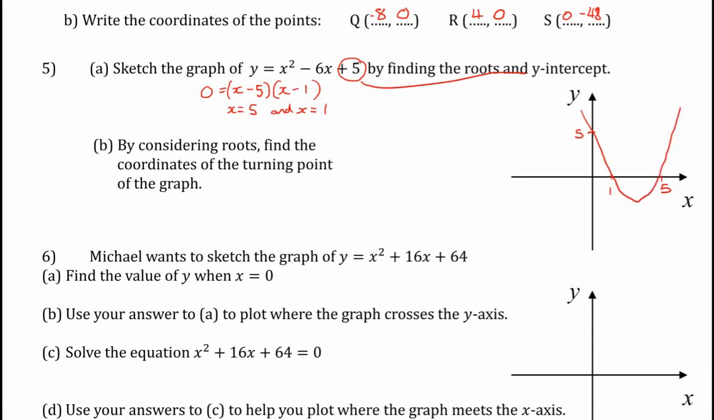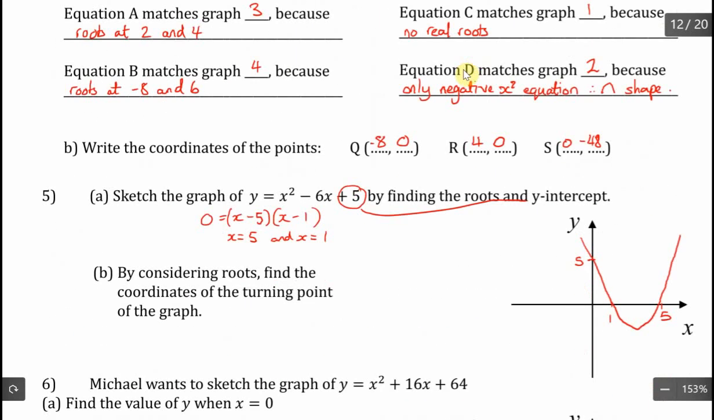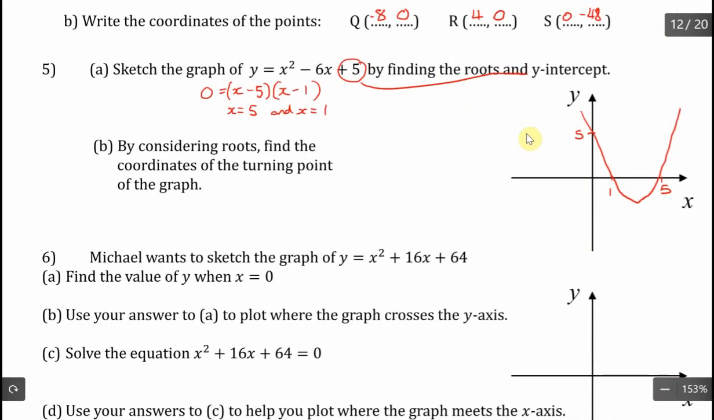Okay, and part B, there is a way to find the turning point using the equation, but we're not going to go through it now. It's called completing the square. In fact, one of these up here was in completed square form, and that actually tells us where the minimum point is, but we won't go through that now. We'll save that a bit later on.